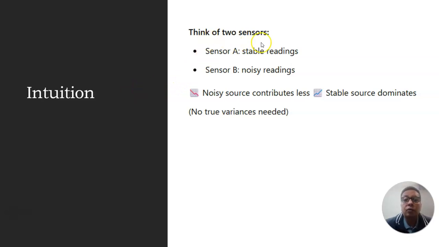Intuition: think of two sensors, sensor A with a stable reading, sensor B with a noisy reading. Should we go for only stable readings? Then we are discarding half the data. So combine the readings from both the sensors. The noisy source of data contributes less, the stable source dominates. That is the idea of the Graybill-Deal estimator. No true variances are needed to be known.